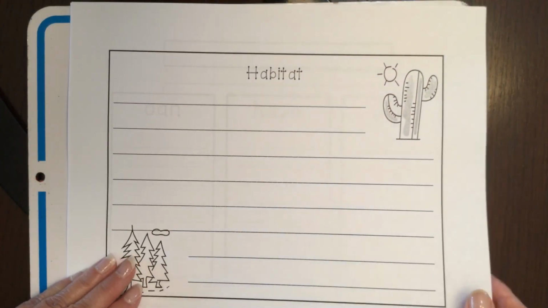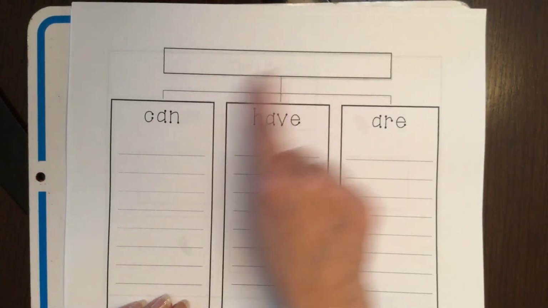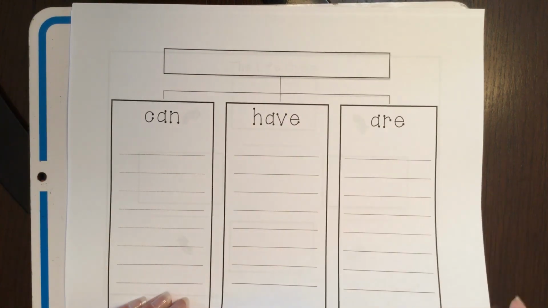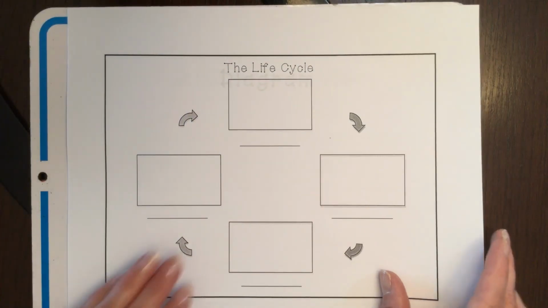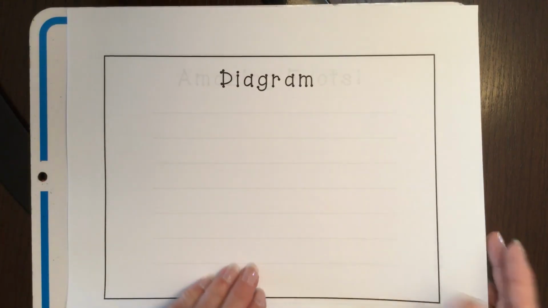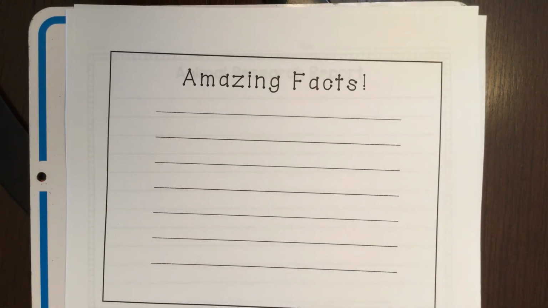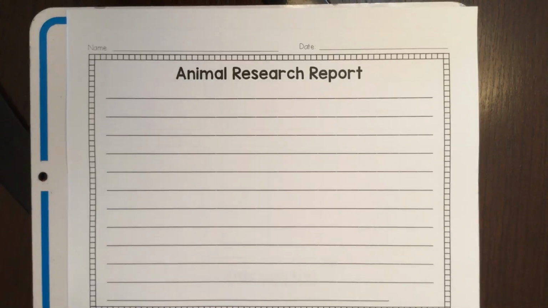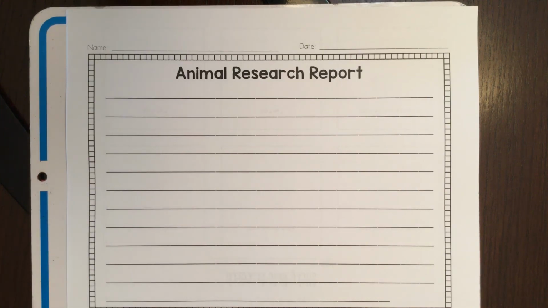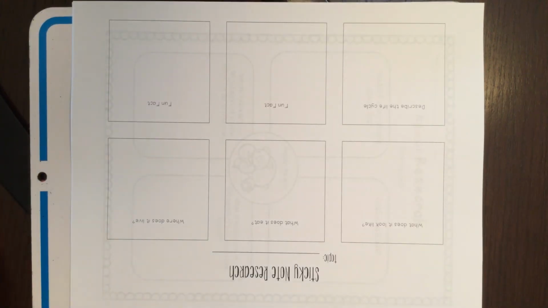Today we might add some information about the habitat, or we might do can, have, and are. So cheetahs can, cheetahs have, cheetahs are. We might do a life cycle page, and we're going to do one of these pages each day. And we might have a diagram that we're going to do. And then we have a page that's just amazing facts. Sorry, I lost my diagram page. My life cycle page. There we go. Amazing facts. And then there's an extra page, animal research report, that you can write anything you want about your animal. The second set of pages that I posted for you, so by Friday we'll have all those pages done.